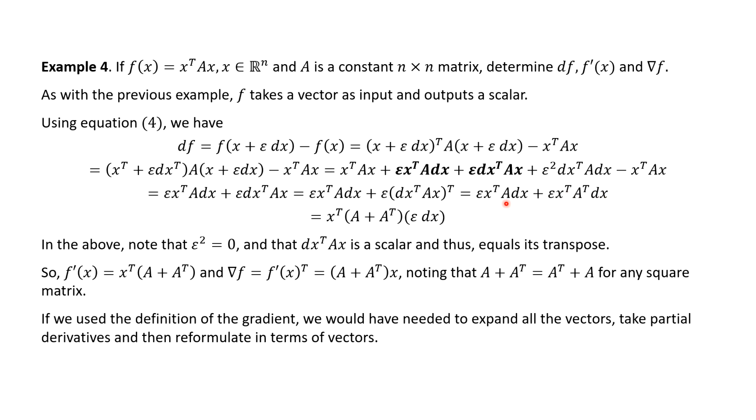Then you can factor the x transpose out to the front. You can move the epsilon anywhere you want. In this case, we'll multiply times the dx and factor that out. And that leaves us with A plus A transpose. So this is a differential. And we know that what's here multiplied times epsilon dx is the way we constructed our formula here from the Fréchet differentiable function, that this is the derivative.